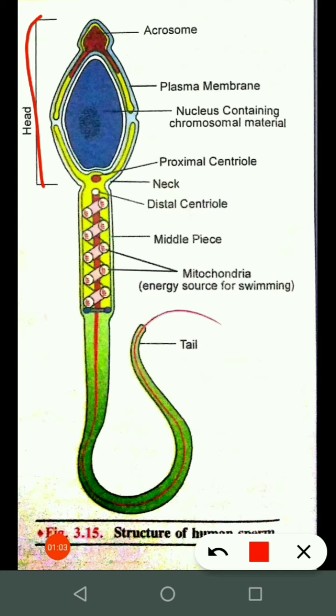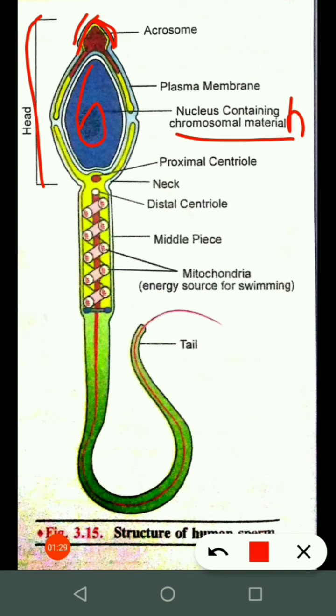So let's go for the first part, the head portion. The head portion has two main parts. The first is the nucleus. Can you see this one? And the second one is a cap-like structure, which is called acrosome. This nucleus is haploid in nature, so just remember about it. It is haploid in nature and it is highly concentrated.